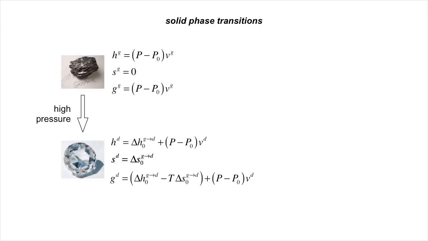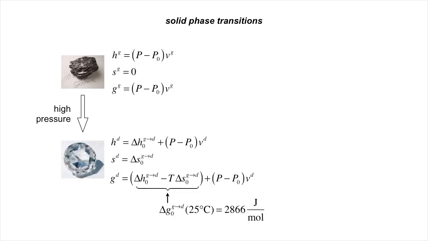Meanwhile, the Gibbs free energy of diamond will be delta H0 minus T delta S0 plus the diamond molar volume times delta P. Since delta S0 is not equal to delta H0 over T, delta H0 minus T delta S0 will be non-zero. This quantity is the standard Gibbs free energy of the phase transition from graphite to diamond, the parameter I introduced earlier as part of our available data.